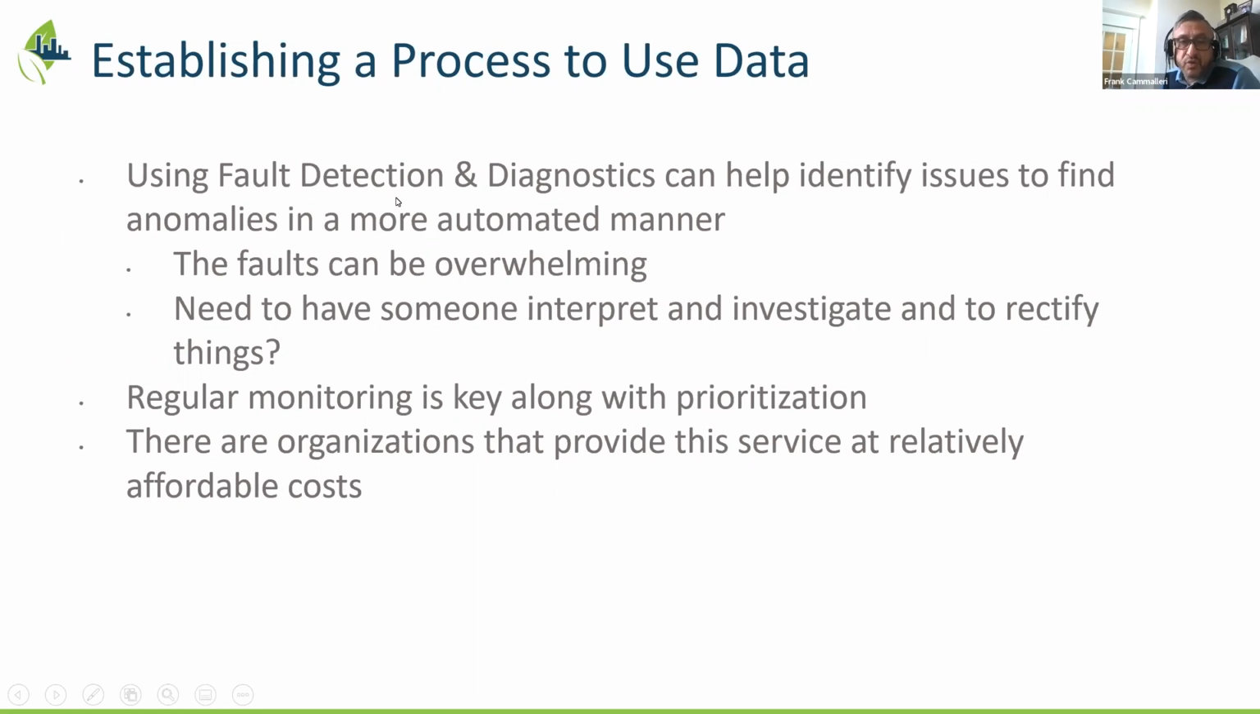Here at Enerlife, we use a fault detection and diagnostics tool internally. So this can help identify issues and anomalies in a more automated manner. There are tons of faults that can occur, and it can be extremely overwhelming when you initially set them up, depending on how sophisticated you go. But you really do need someone to interpret them, investigate them, and rectify things. And again, if not done properly, it can be very overwhelming, and things can get abandoned, right?